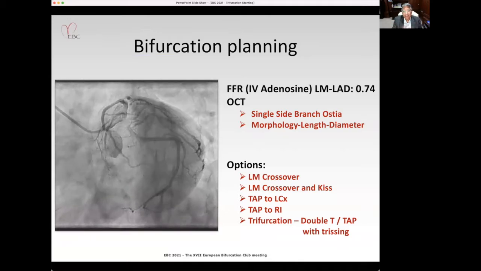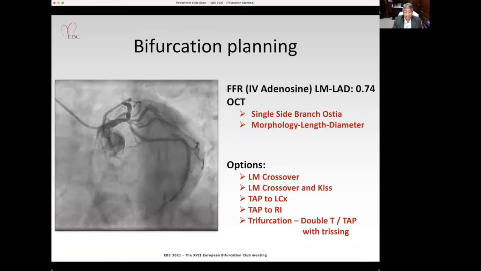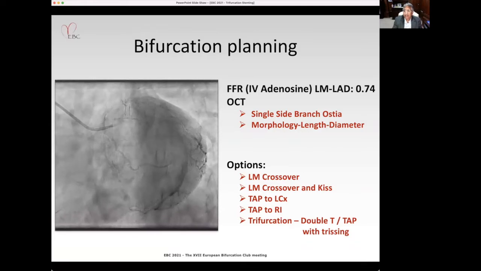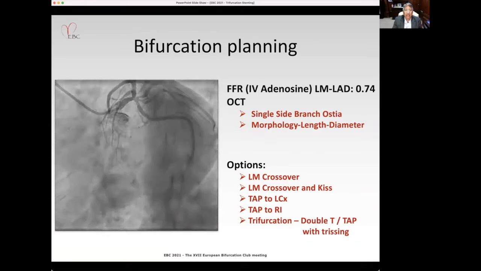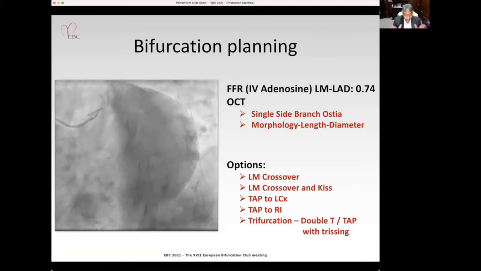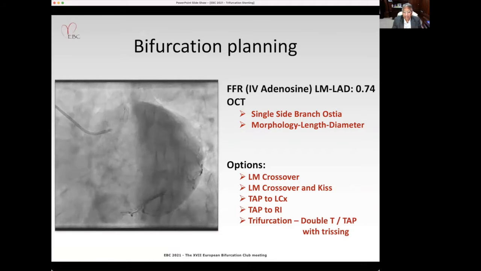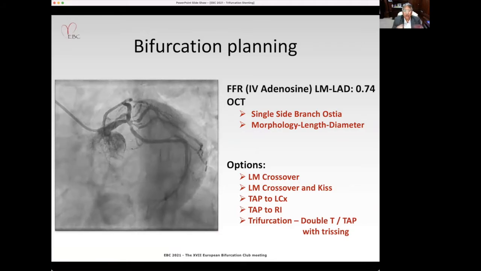So for the bifurcation planning, the physiology showed us that the lesion in the left main was significant. It was 0.74 with IV adenosine. With the OCT, we got this information on the side branch, that it was a single ostium. We got the morphology, length, diameter decided. So what are the options we have?